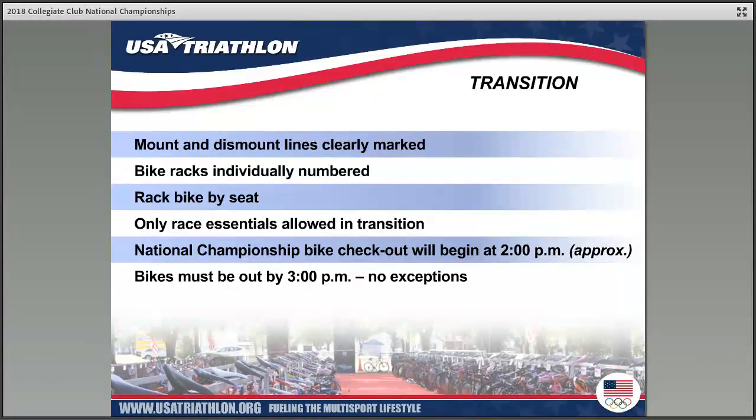For transition, the mount and dismount lines are clearly marked with bike racks individually numbered. You are required to rack your bike by the seat to start the race, and you may rack by seat or bars after you return from the bike. Only race essentials are allowed in transition, and bikes must be out of TA by 3 o'clock, no exceptions, so we can prepare for MTR.